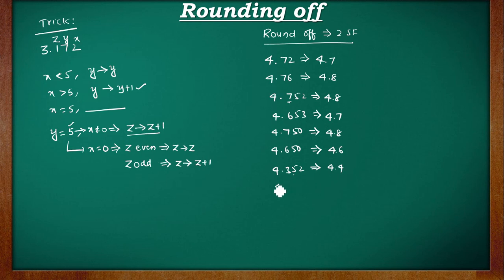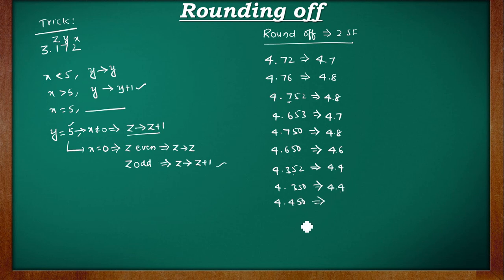Next, you have got 4.350, let us say. So here the y value is 5, the x value is 0, and your z value is odd. Then what will happen? You have to raise that z value by 1. So again it will become 4.4. Next, 4.450 it is, let us say.